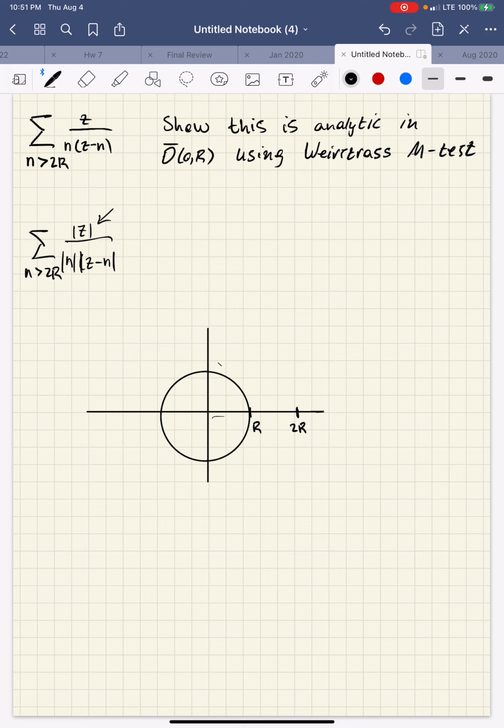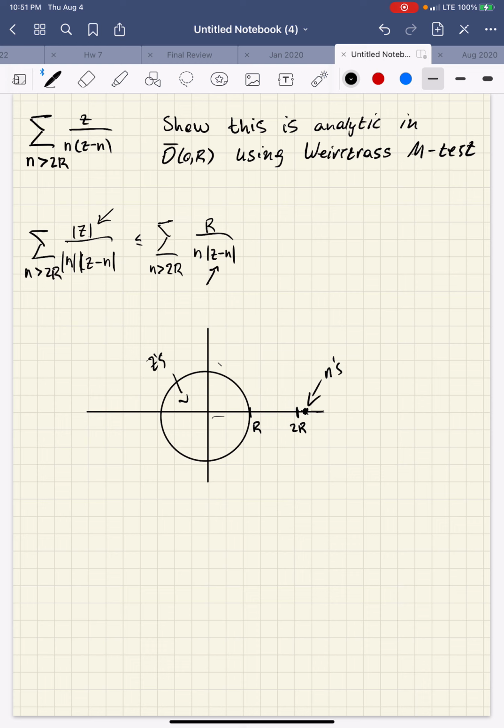All right. So the n values live out here. The n's are out here that we're considering, and the z's are in here. Since z lives in this disk, we know that we can bound this like the following. The absolute value of z is going to be less than or equal to r. So we have r over n times z minus n. And then I want to look at this term, the absolute value of z minus n.